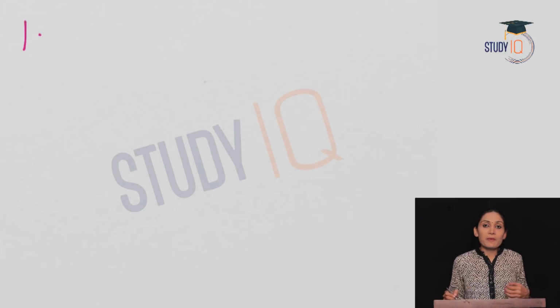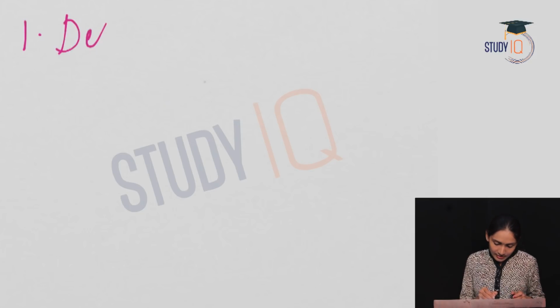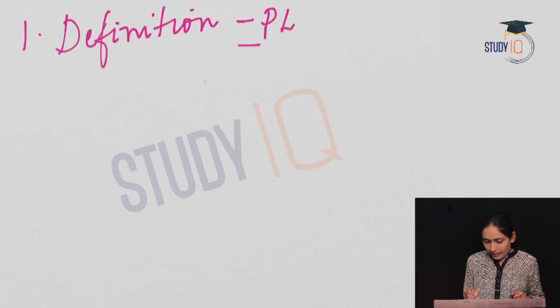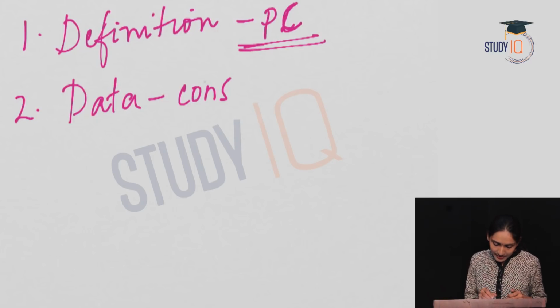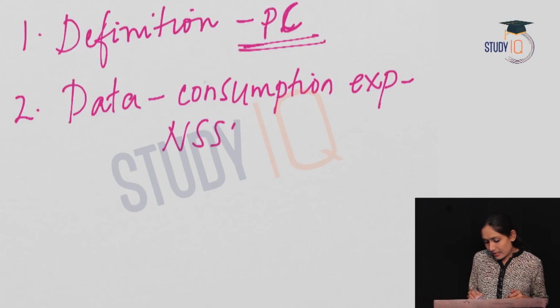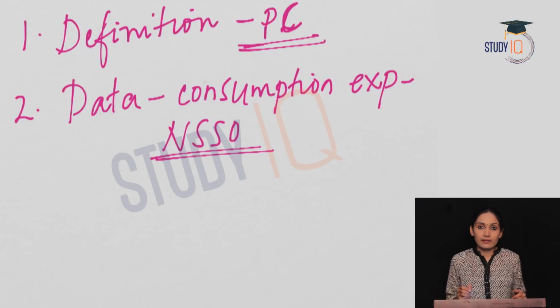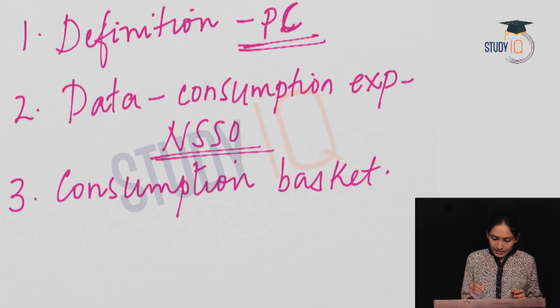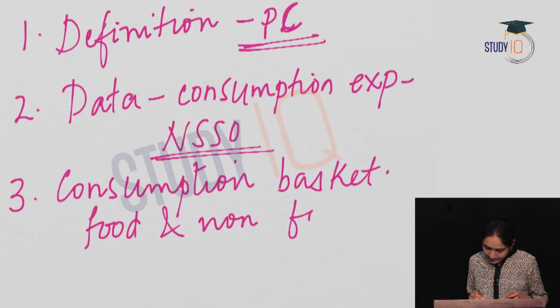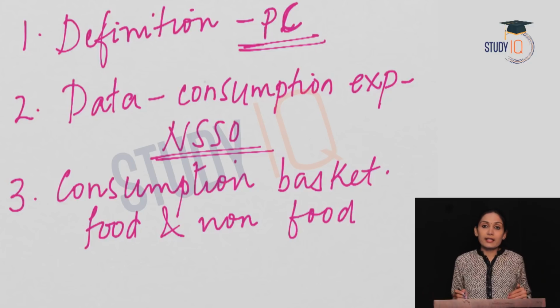Now let us see how a poverty line is constructed. The first step in constructing the poverty line is that the definition must be given by the Planning Commission. Second, the data regarding consumption expenditure must be given by the NSSO, the National Sample Survey Office. The third step is to construct a consumption basket. This consumption basket will contain a list of food and non-food items which are considered by the NSSO for its survey on consumption expenditure.